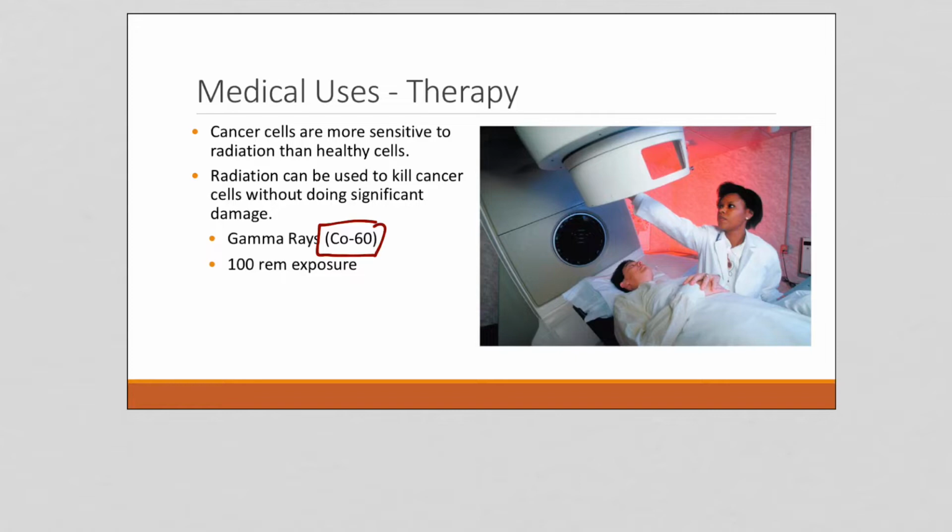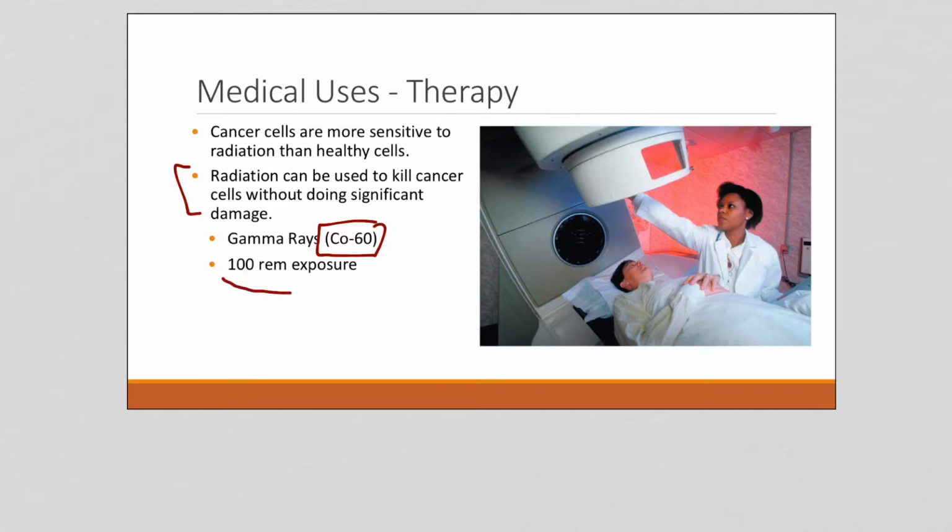Now, cancer cells are more sensitive to radiation than healthy cells. So we can hopefully use the radiation to kill the cancer cells without significant damage to healthy cells. Now, there's always going to be some sort of collateral damage, but as technology gets better, as targeting gets better, as we understand more about how much dosage we really need, all of this can be reduced to as minimal as possible.